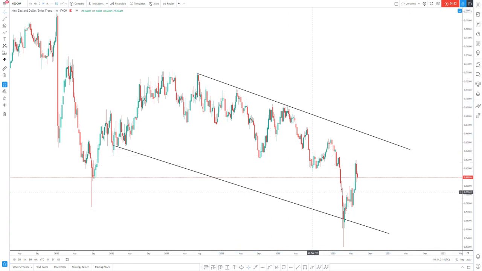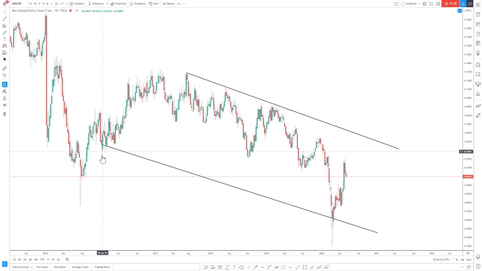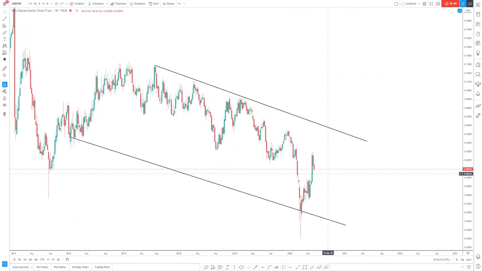Okay, that's good. So we can see we had weak rejections around this area, but price closed in, and weak rejections around this area, but still price did close in, so within the channel to be precise.